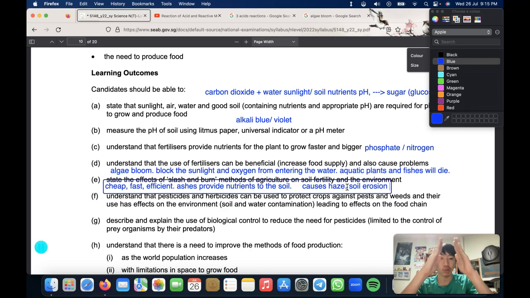Because you know the trees, the roots of the tree actually hold the ground firmly. So if all the roots are gone, then the ground becomes very weak and very loose. If the rain comes, the soil can just be eroded. Eroded means washed away by the rain. So that's the good and the bad of slash and burn.